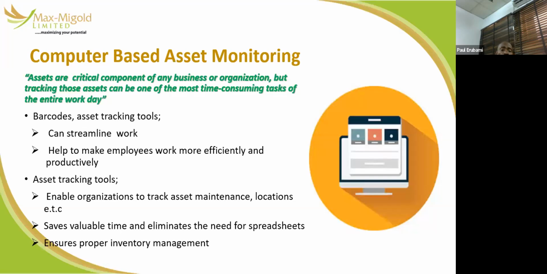Then, what are those asset tracking tools that you need? Your asset tracking tool enables your organization to track asset maintenance and their location. It saves valuable time and eliminates the need for spreadsheets. So you no longer need to use your Excel spreadsheet. Then it also ensures proper inventory of your asset management. So you have a proper inventory because you are using a machine. When you do a physical inspection, you are using this machine to pick up the barcode or whatever on that asset and send it to a centralized server system.